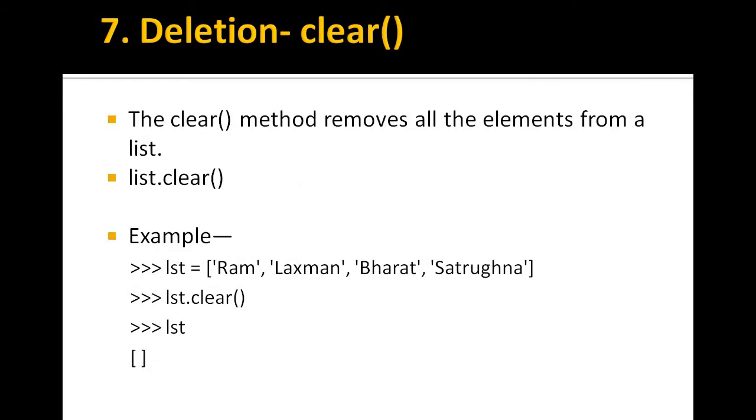Then you can call clear method that deletes all the elements of the list. In the example, a list has been created and list.clear function has been called, so it deletes all the elements of the list. On the bottom side, you can see list having no value.